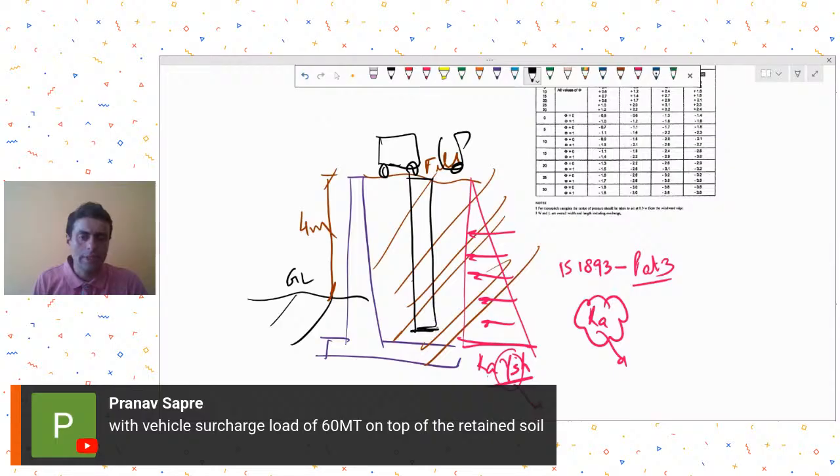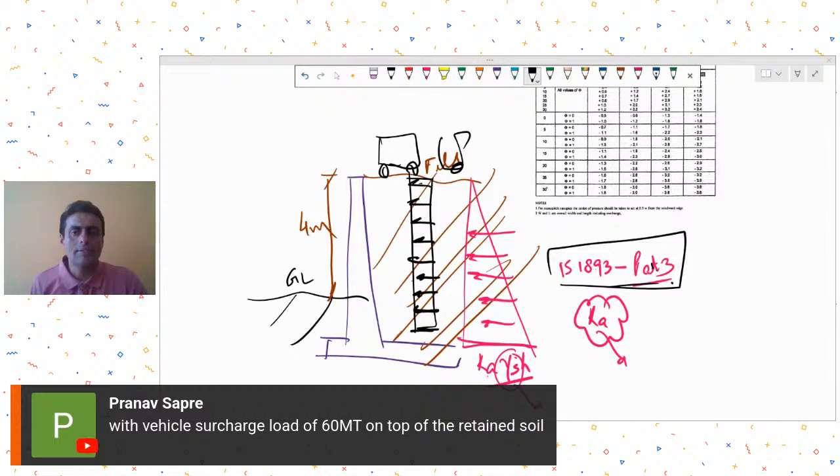Yeah. So personally, I have not done this type of structure in high seismic zone. So IS 1893 Part 3, I think you should refer. You might get some dynamic values of Ka over there, and then you could continue with the normal procedure of retaining wall design.